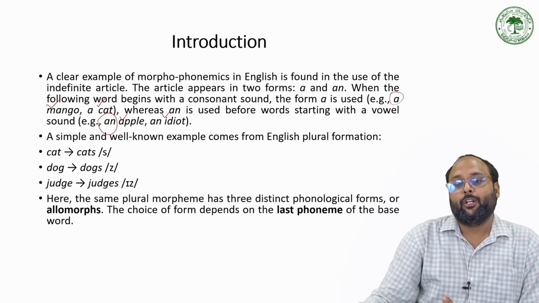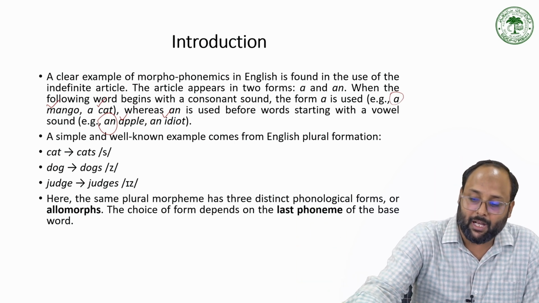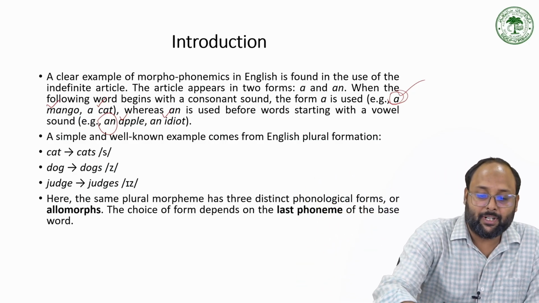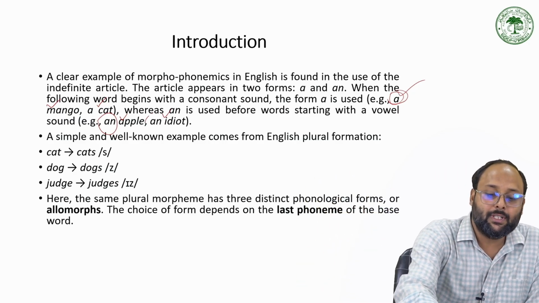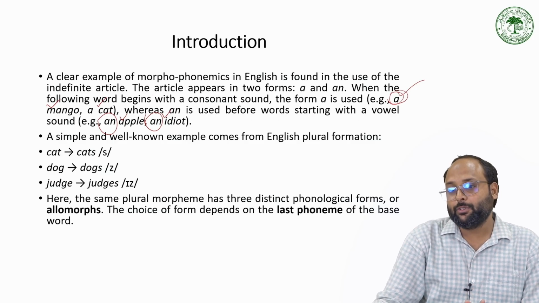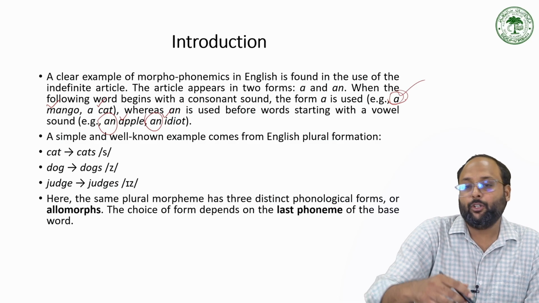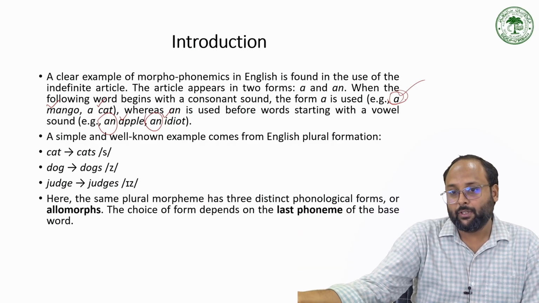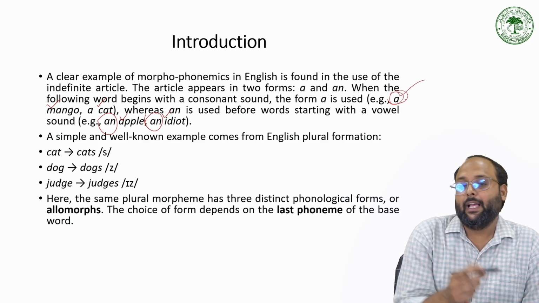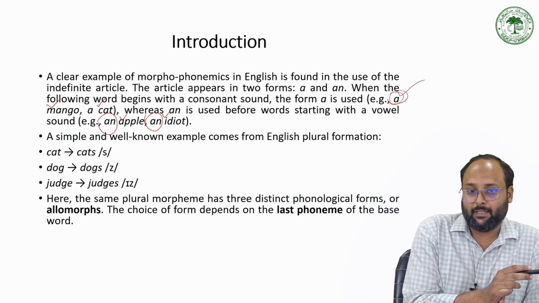So if the following word starts with a particular consonant sound, we use the article a. If the following word starts with a vowel, we use the article an. So this is also a morphophonemic situation where the particular morpheme changes from a to an due to the following sound. With a consonant, we use a; with a vowel, we use an.